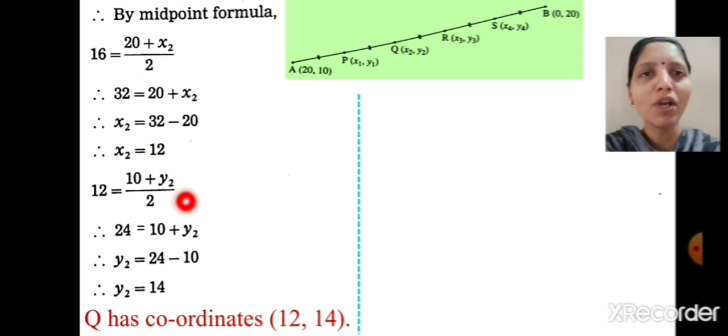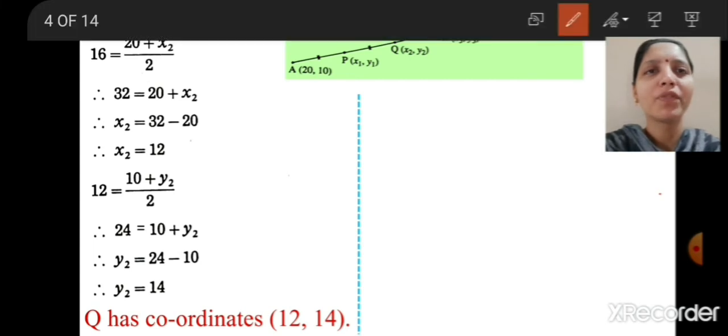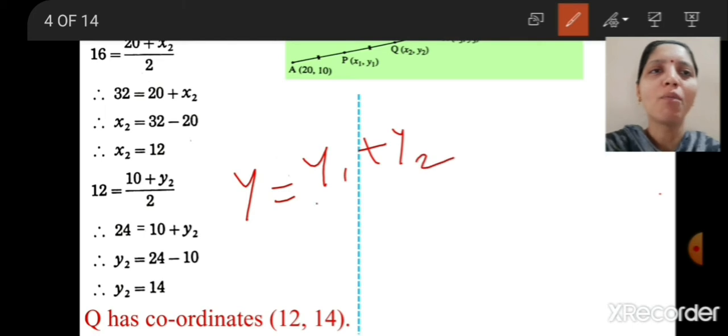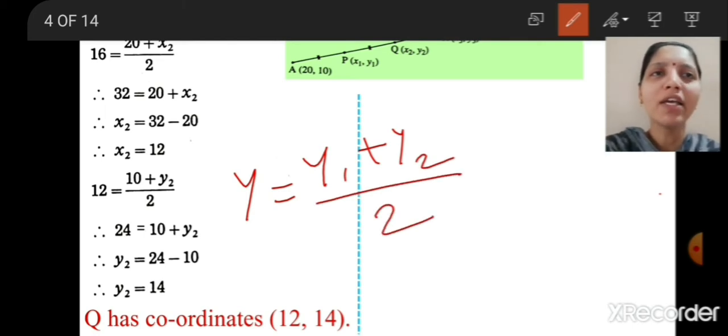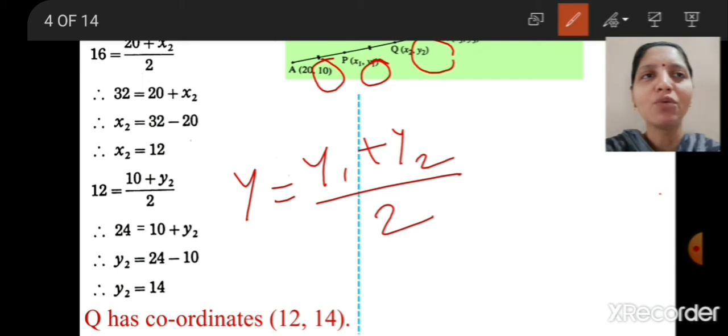So what is the formula for the y coordinate? Yes, y is equal to y1 plus y2 upon 2. So what is y here? It is the y coordinate of point P. And what is y1? y1 is the y coordinate of point A and y2 is the y coordinate of point Q. So let's substitute here.